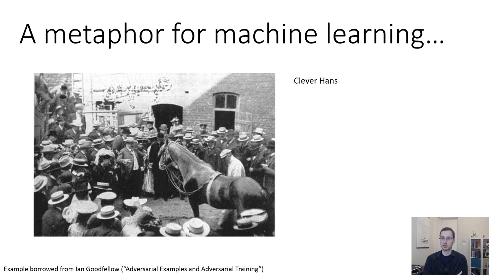And they studied this. They brought in scientists who would try to figure out what was going on. The one situation where the horse failed to count correctly was when the face of the questioner was obscured. So if there was something preventing the horse from seeing the face of the person asking the question, they would say, Clever Hans, what is 1 plus 2? And the horse would just start tapping and just keep tapping for as long as it was allowed to.